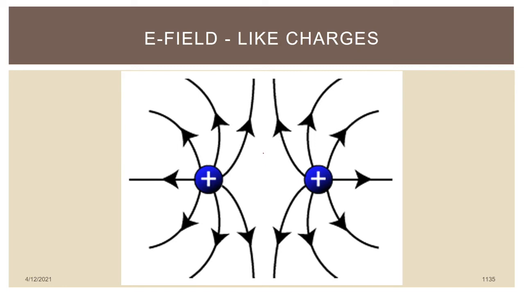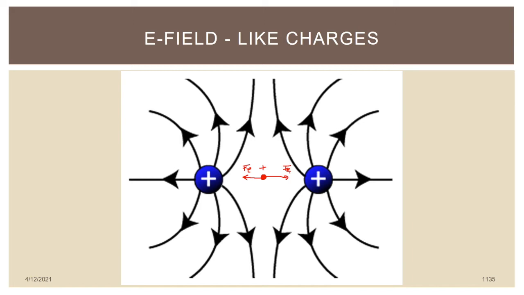You have to think about what a positive test charge would do. If I put a positive test charge right in between these two positive charges, it's going to be repelled by this charge here on the left and repelled by this charge here on the right. And so it's going to have a force exerted to the left by this charge on the right, and it's going to have a force exerted to the right by this charge on the left. And those forces are going to cancel each other out.